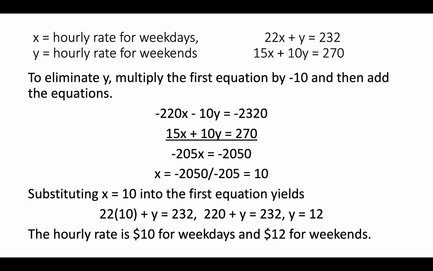To find y, we can substitute x equals 10 in the first equation. So 22 times 10 plus y equals 232. So 220 plus y equals 232. Subtracting 220 from each side gives us y equals 12. So the hourly rate is $10 for weekdays and $12 for weekends.